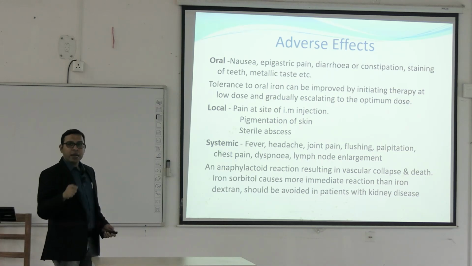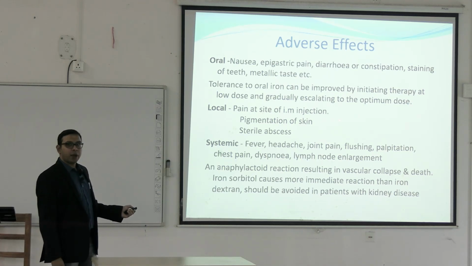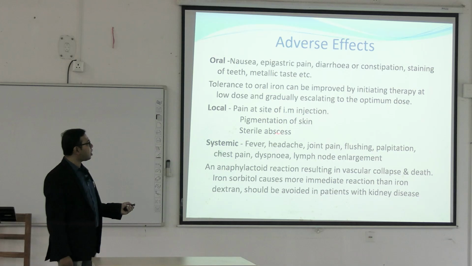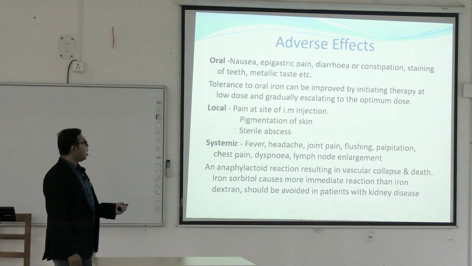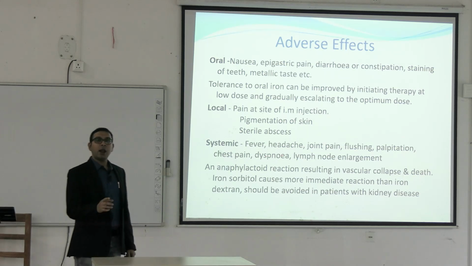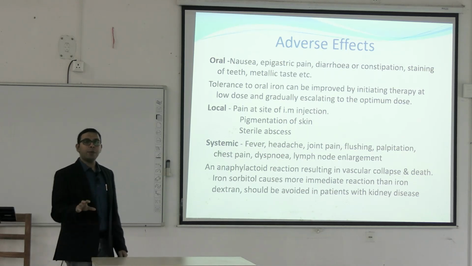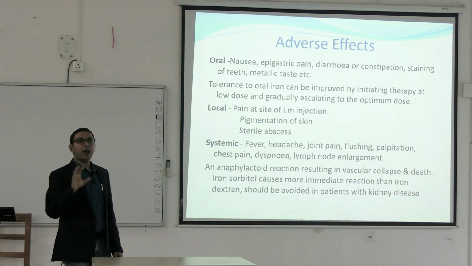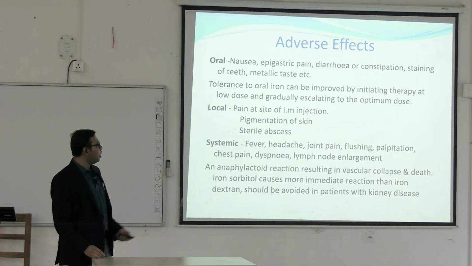And locally, when we are injecting, there may be some pain at the site of the intramuscular injection, pigmentation of skin, and sterile abscess can happen. Fever, headache, joint pain, flushing, palpitation, chest pain, dyspnea, all of this can happen, particularly with the older preparations. With the newer parenteral iron preparations, these adverse effects will be less.